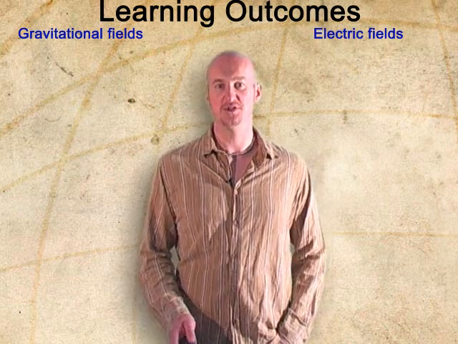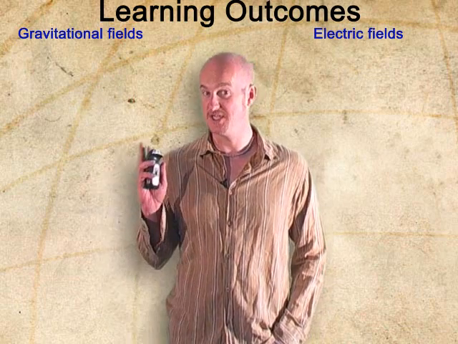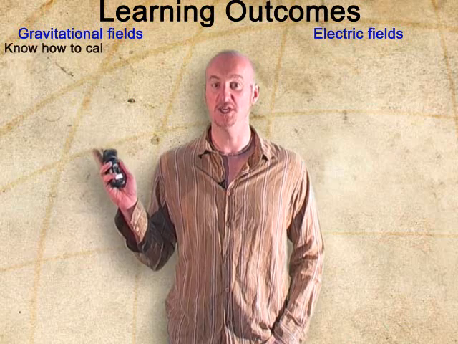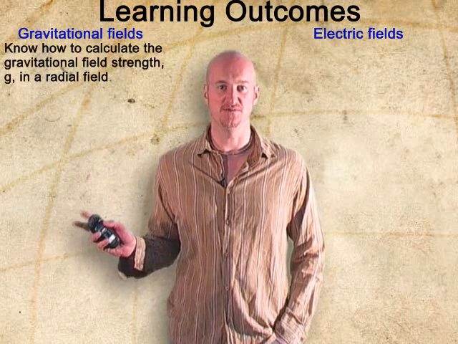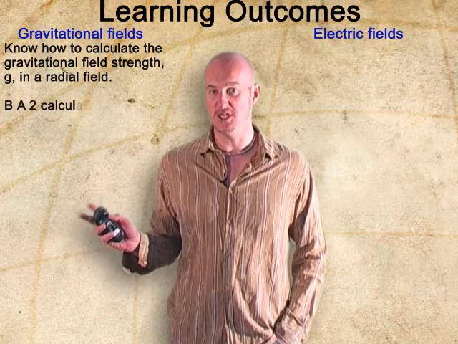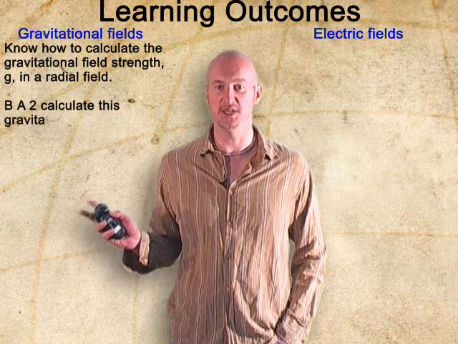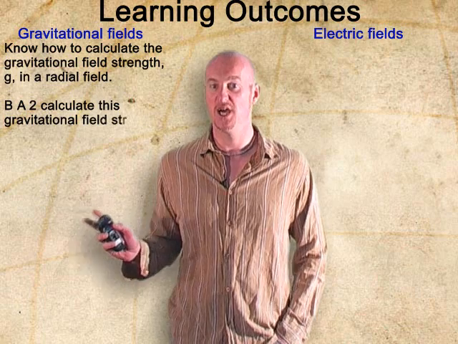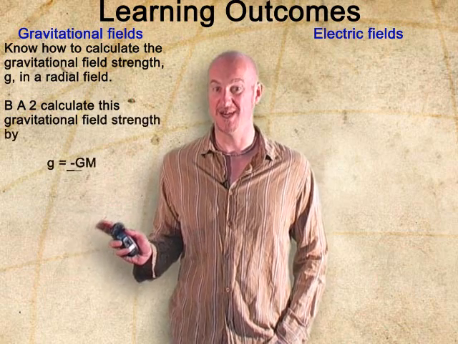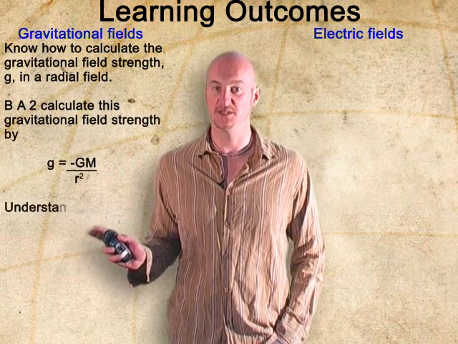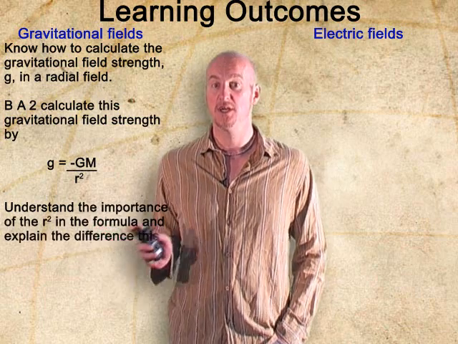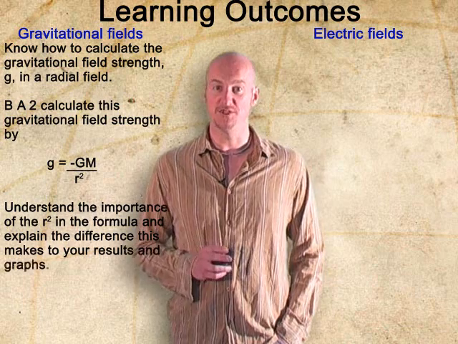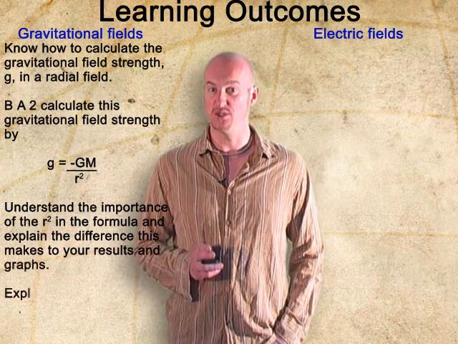In this session, you're going to know how to calculate the gravitational field strength g in a radial field. You'll be able to calculate this gravitational field strength using g equals negative big G m over r squared, and you'll understand the importance of the r squared in the formula and explain the difference this makes to your results and graphs.